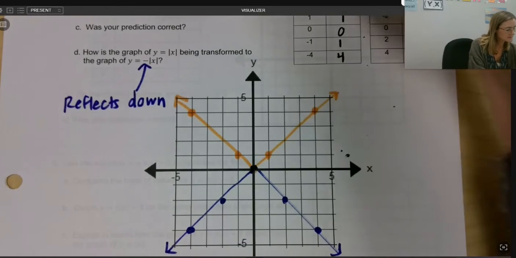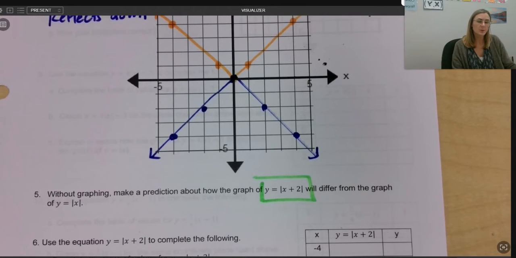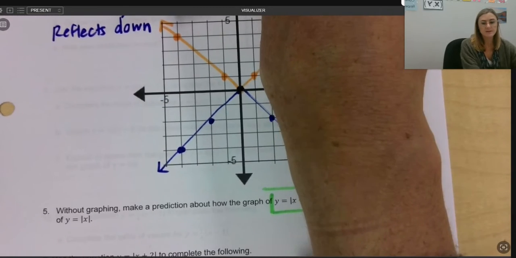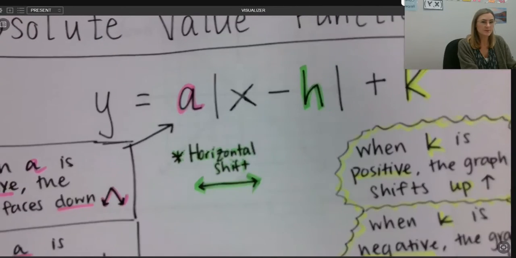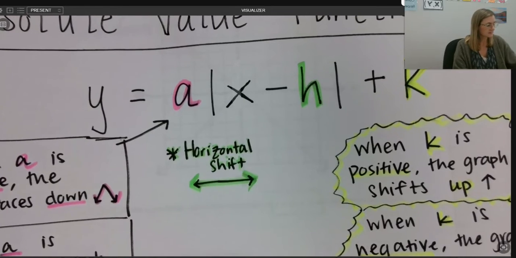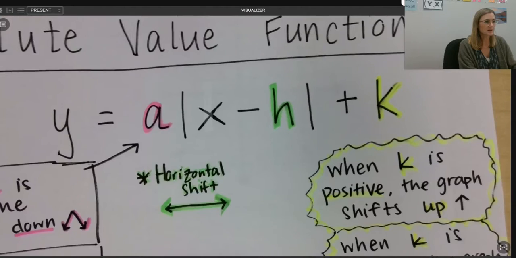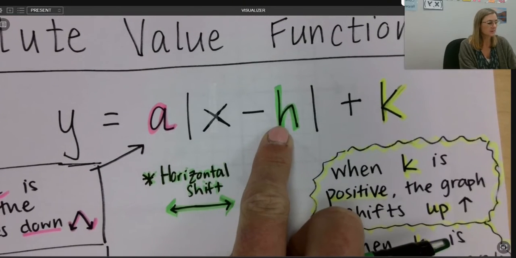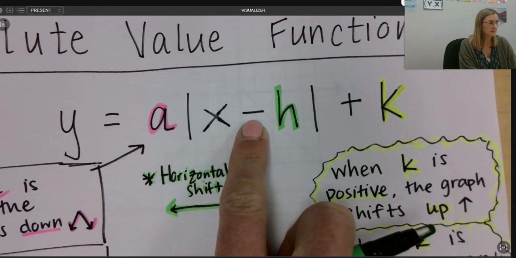Okay, so this next one says, without graphing, make a prediction about how the graph of y equals the absolute value of x plus 2 will differ from the graph of y equals the absolute value of x. This would be a good time to go ahead and pause the video and actually print out this poster if you have access to that, or pull it up on my calendar so that you can see. If you'll notice, this 2 right here is inside my absolute value, and it says plus 2. My equation normally says x minus that number. So if you plug in a positive number, it's going to be minus that positive number. But if you plug in a negative number, it's actually going to be positive.